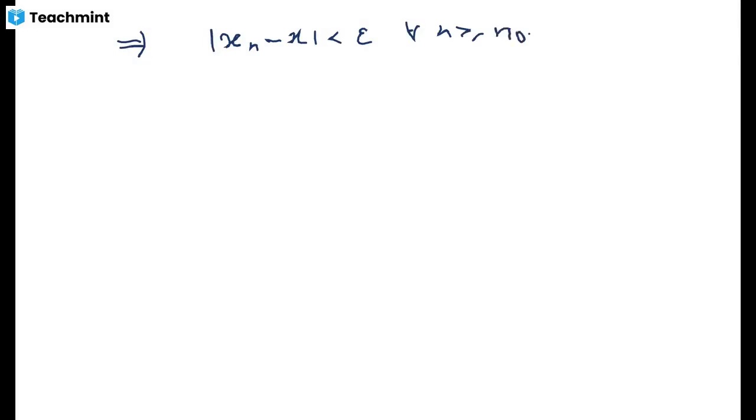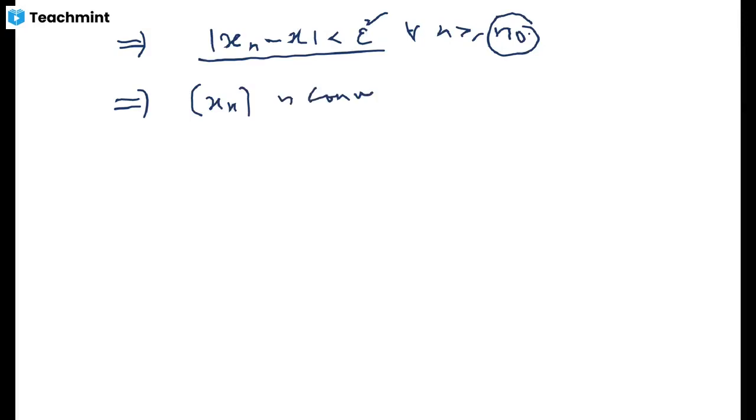So what we have now is that for every positive epsilon, we have been able to extract an n naught, a natural number, such that after n naught, whatever n you take, the distance of the corresponding term of the sequence from x is going to be less than epsilon. That implies nothing but that the sequence xn is convergent, and it converges to the limit x. Hence, this proves the theorem.